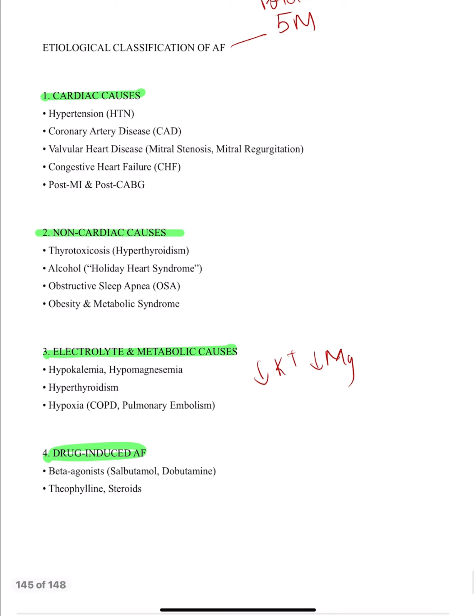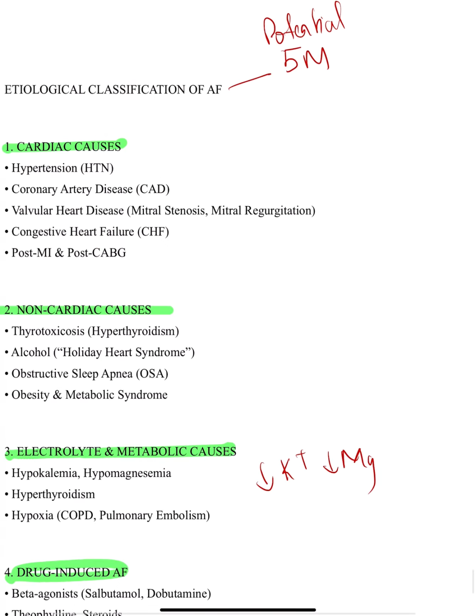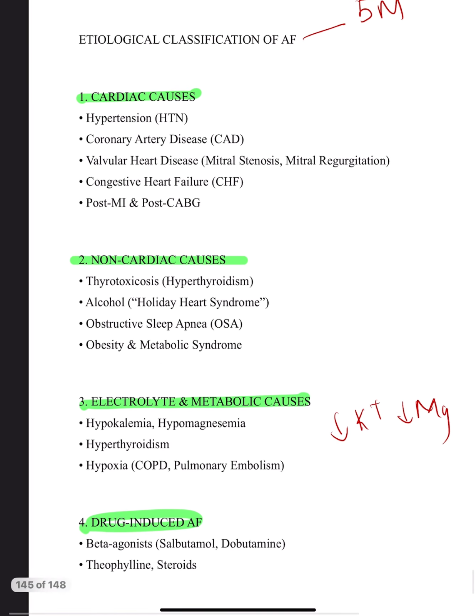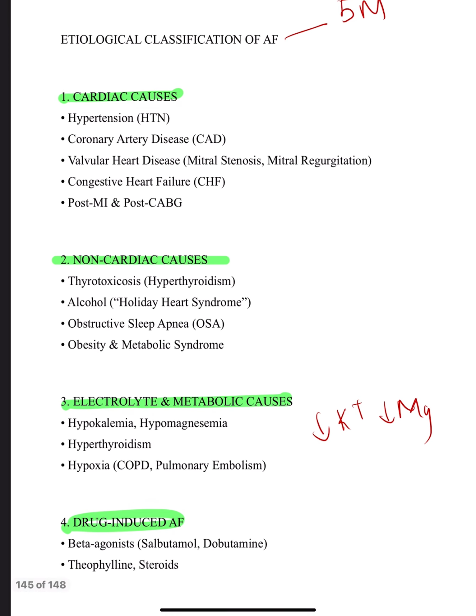So let's go to the etiological classification of AF. There's a high potential of this coming as a 5 marker, just saying. So we have cardiac causes, non-cardiac causes, electrolyte abnormalities and drug-induced. Cardiac again: hypertension, CAD, coronary artery disease. Then we have valvular heart pathologies and CHF. These 4, if you remember, is enough.